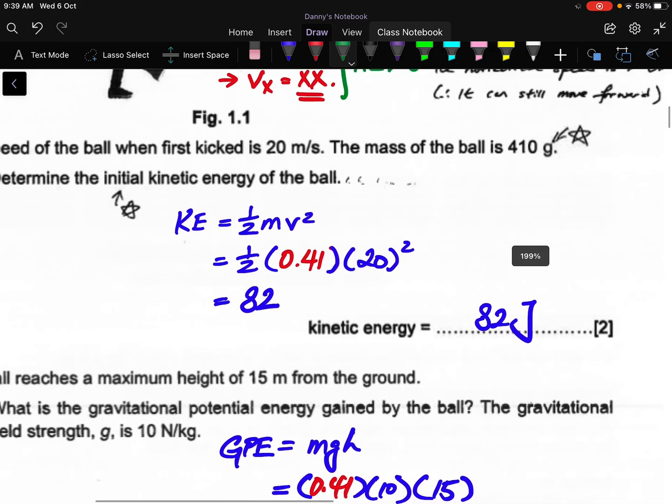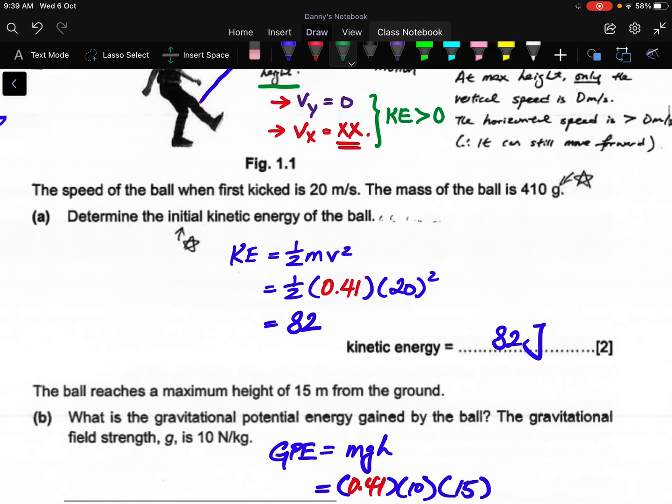So for part A, you just need to use the kinematic KE formula, but of course PHS is not so straightforward. They gave you the mass in gram, so you need to turn the gram to kg before you can get the answer over here.